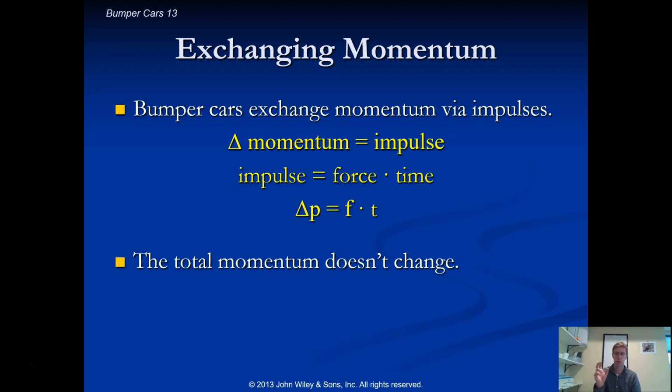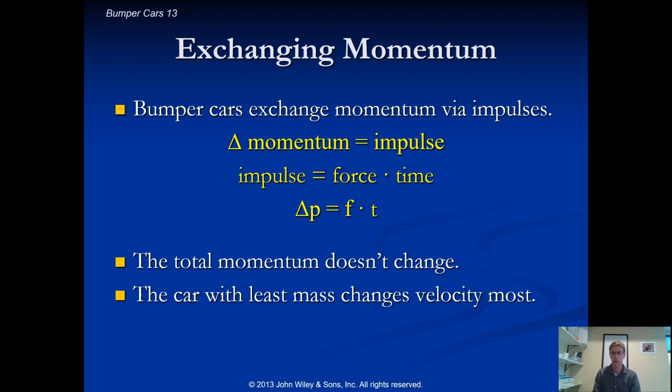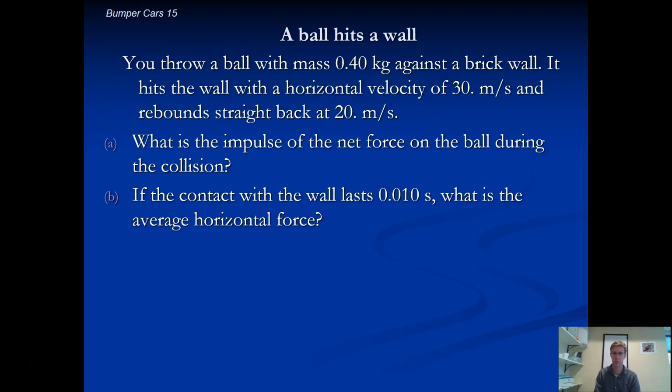Again, if this happens between the bumper cars in an isolated system, what that really means is there's no overall net change in momentum. There's a force times time. So one car might lose momentum while the other car gains the momentum, but they're just exchanging it via an impulse. So again, a lighter car will have a larger change in velocity because it has less mass, so it needs more change in velocity to experience the same impulse.